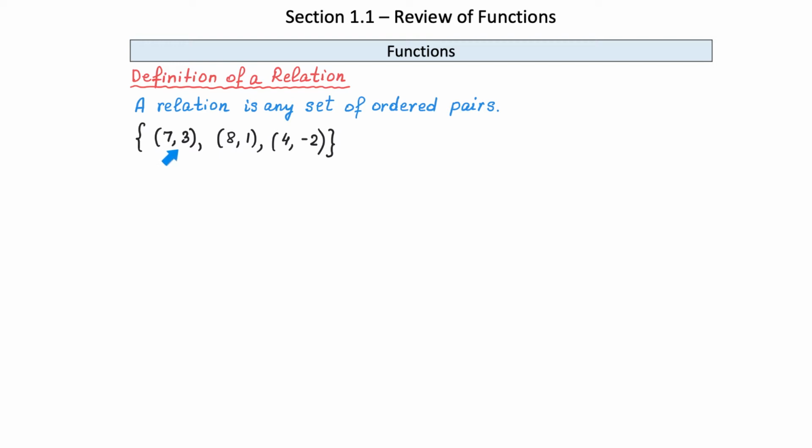Each of these pairs in the rectangular coordinate system represents a point, and the first number represents the x-coordinate and the second one represents the y-coordinate. All the first values in each of these pairs make the domain of this relation, and all the second numbers represent the range. So the domain has the numbers 7, 8, and 4, and the range has the numbers 3, 1, and -2.